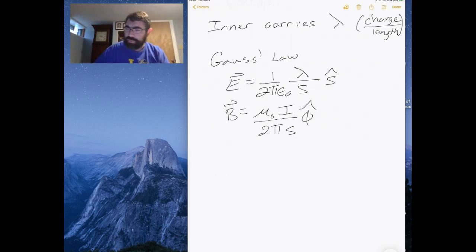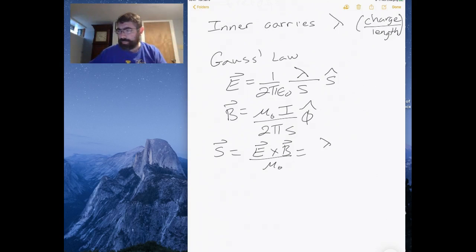Okay, so if we now calculate the Poynting vector, that would be E cross B divided by mu naught, which is then lambda I. The mu's cancel, and so then I get 4 pi squared epsilon naught s squared, and then I have an s-hat cross phi-hat.